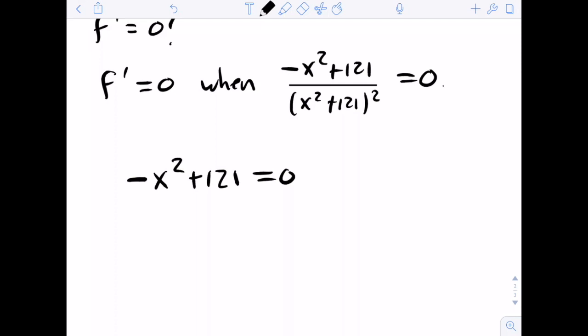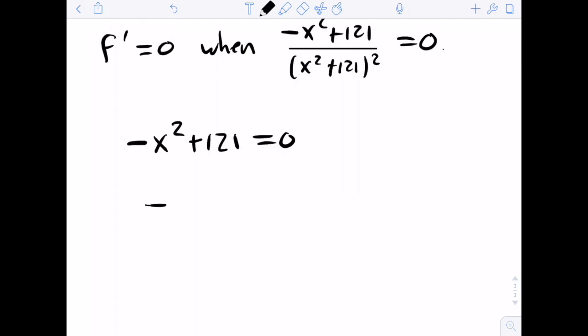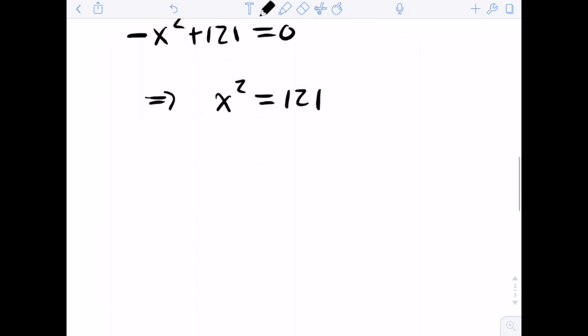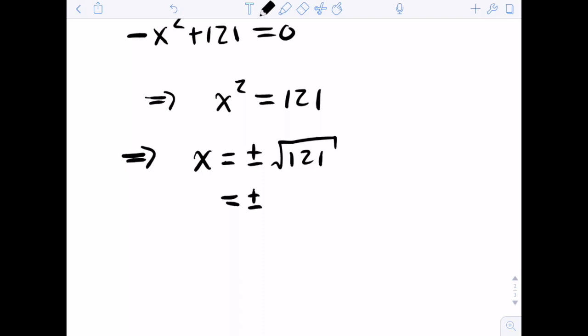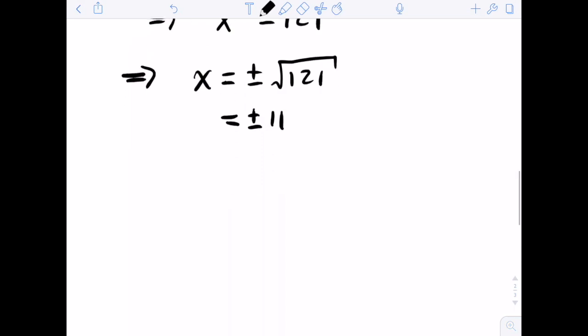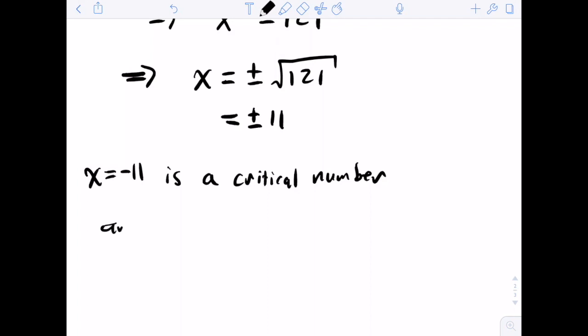Okay, so just rearranging this, this is the same thing as saying, when is x squared equal to 121? So then if you just take the square root of both sides, you end up getting x is either plus or minus the square root of 121. And if you take the square root of 121, you'll notice that that's 11. So x is plus or minus 11. So x equals minus 11 is a critical number. And so is x equals 11.